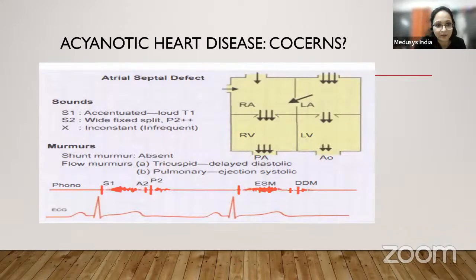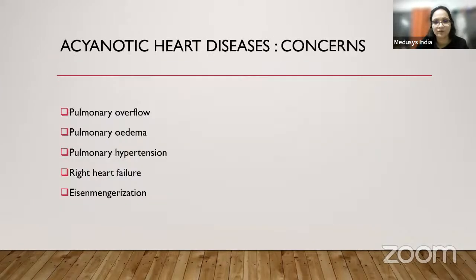Okay, and regarding S1, you have said. So this is just a diagrammatic representation, where we can see that the right side is already overloaded, and the concerns you have all told perfectly. So we have pulmonary overflow, pulmonary edema, pulmonary hypertension, right heart failure, and there is one more term. I want somebody to answer that. What is one more concern, which is isomerization? What is it? When can you face it?